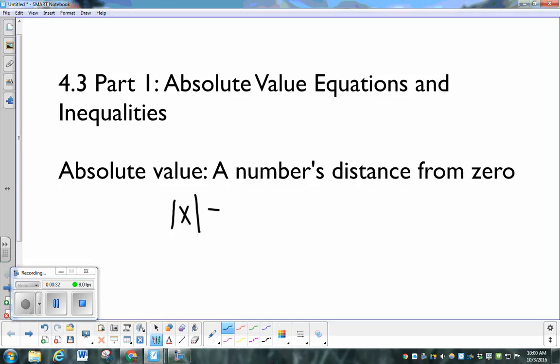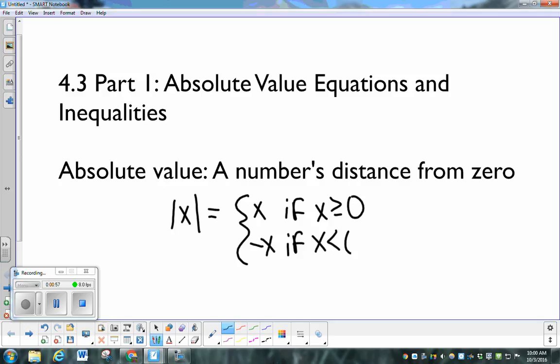it could be one of two things. So the absolute value of x either equals x if x is positive, so if it's bigger than or equal to 0. So the absolute value of x can be either positive x if x is bigger than or equal to 0, or it could be negative x if x is less than 0.